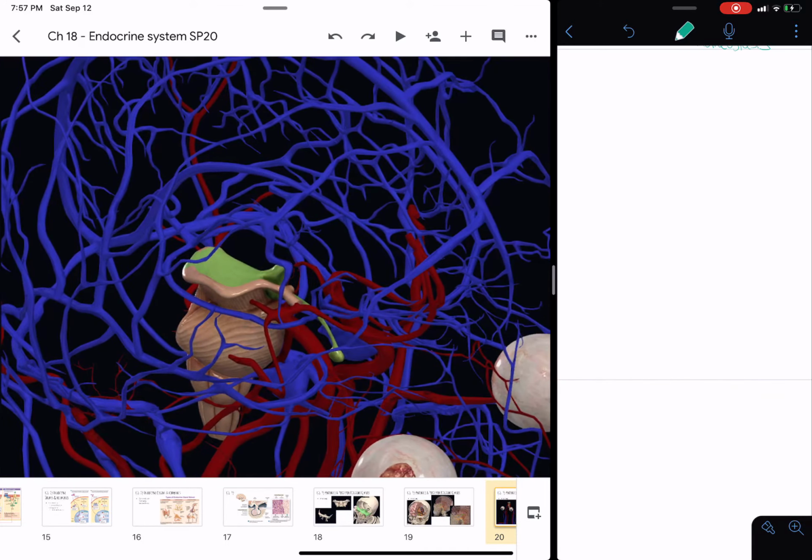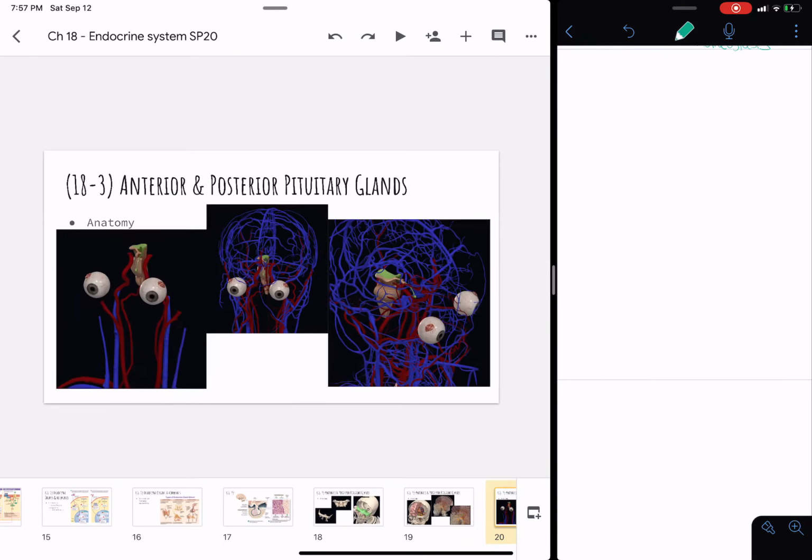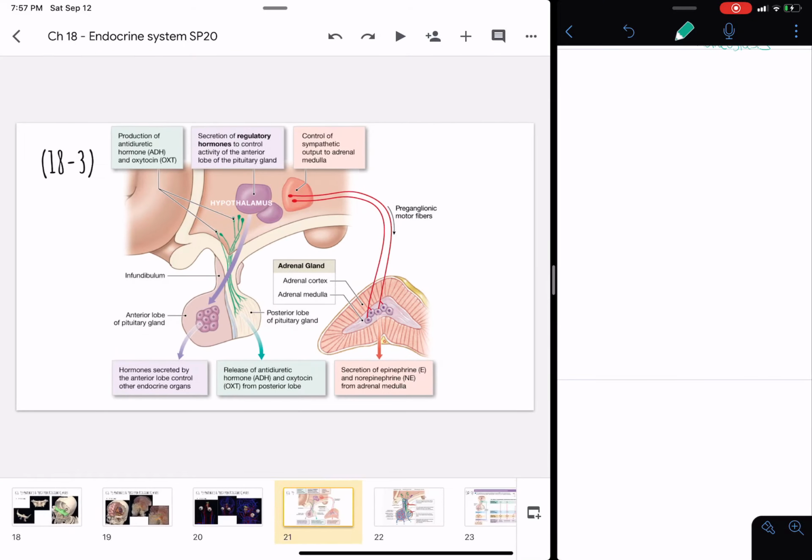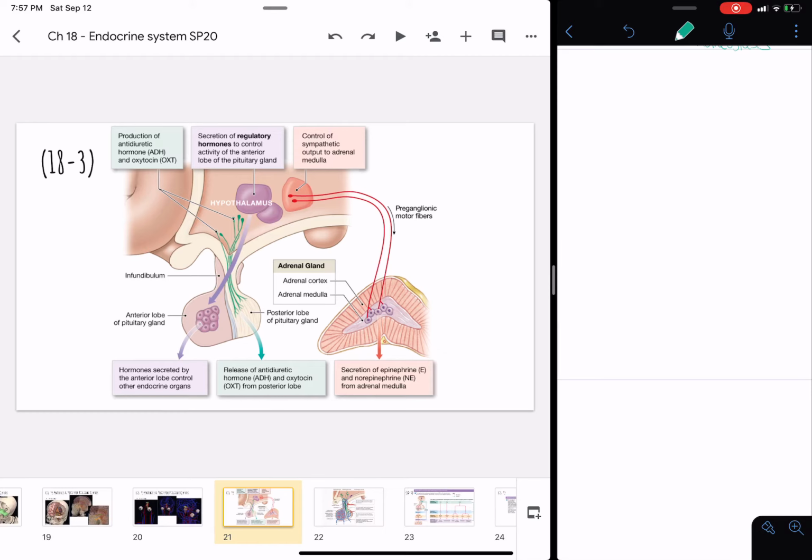Same thing here, just another view. Okay, hopefully that's helpful. Continuing on with the cartoonistic depiction, so here, this is a picture from your book. We're going to talk about each of these individually. So let's start with the posterior pituitary, which is in green here.